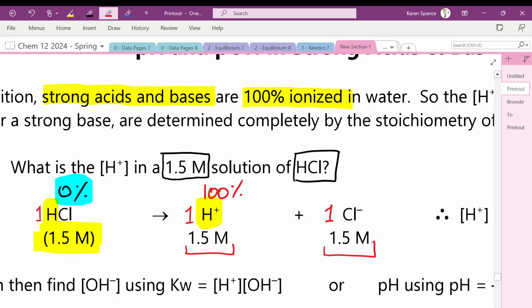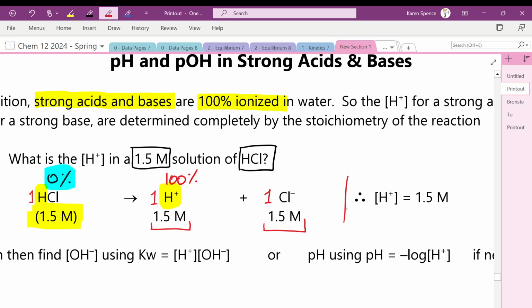Okay? And this is one way of showing the work for a strong acid or a strong base: write the dissociation and write the numbers underneath and just use the mole ratio to get the values. So that's one way of showing your work. Therefore, your hydrogen ion concentration is 1.5 molar. Or you can even just do that in your head if you're not asked to show any work. Okay?